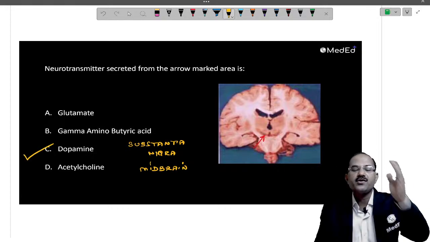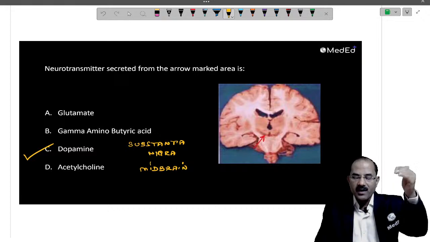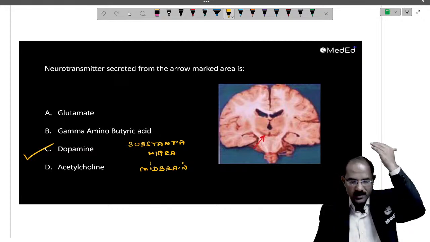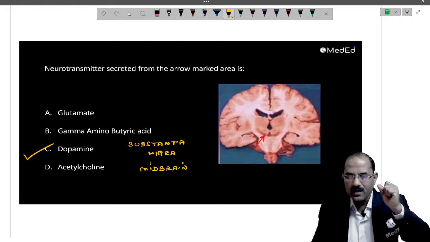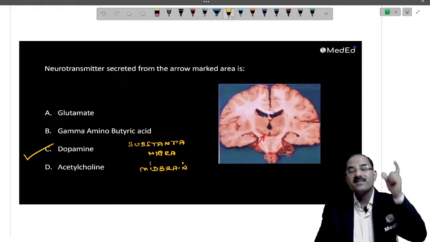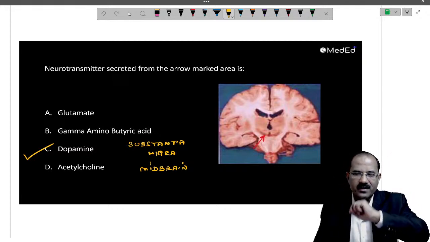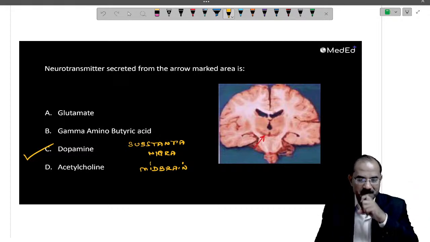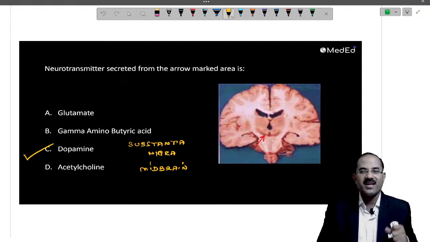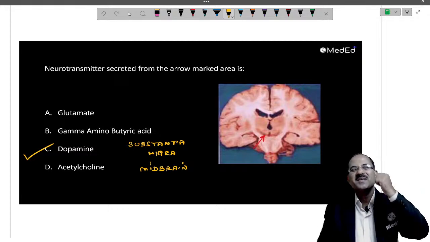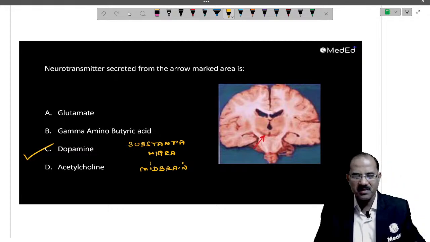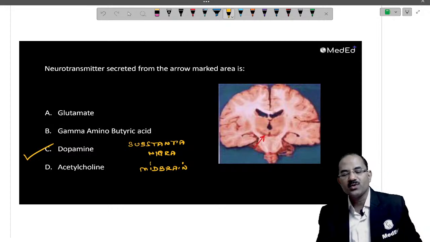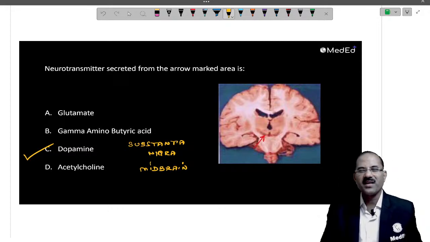So this is a section of the midbrain. What is this marked area in the midbrain? This is a coronal section of the brain. So what is pointed here is the midbrain, the substantia nigra, and this substantia nigra is going to secrete dopamine, and damage to the substantia nigra leads to Parkinsonism. Substantia nigra belongs to what? Basal ganglia, right? It's a part of basal ganglia.